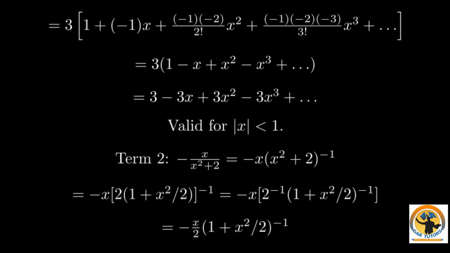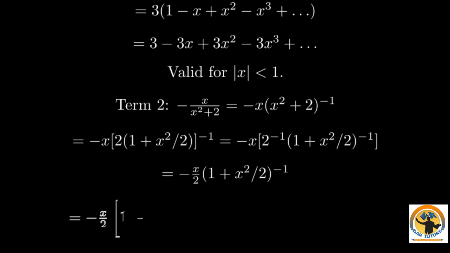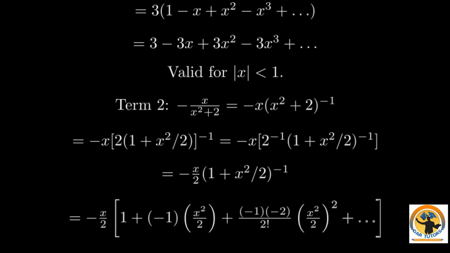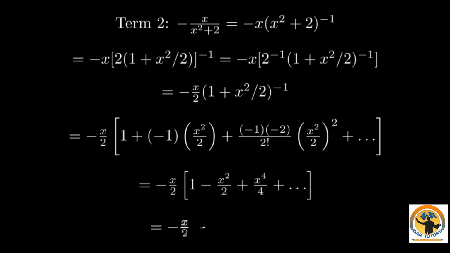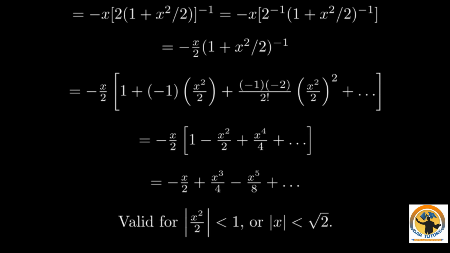Now we expand the bracket. Notice that our x term in the formula is x squared over 2. The expansion is 1 minus x squared over 2 plus (x squared over 2) squared, and so on. This simplifies to 1 minus x squared over 2 plus x to the 4th over 4. Multiplying by negative x over 2, we get negative x over 2 plus x cubed over 4 minus x to the 5th over 8. This expansion is valid for the absolute value of x squared over 2 less than 1, which means the absolute value of x is less than the square root of 2.